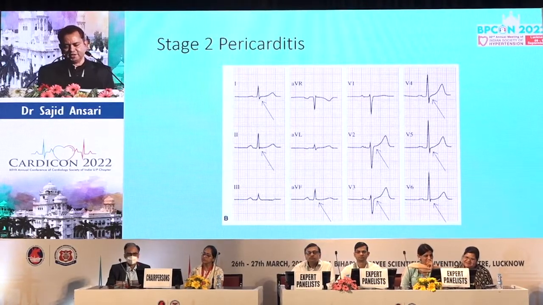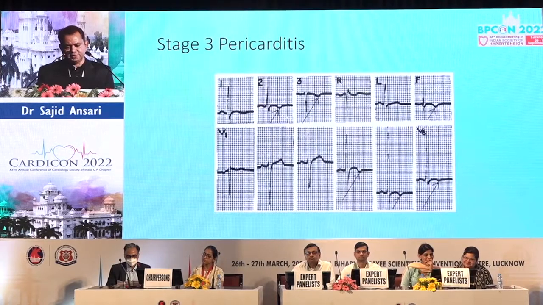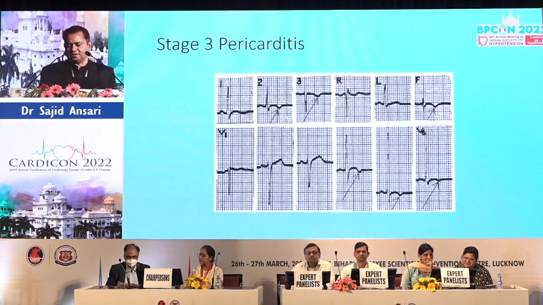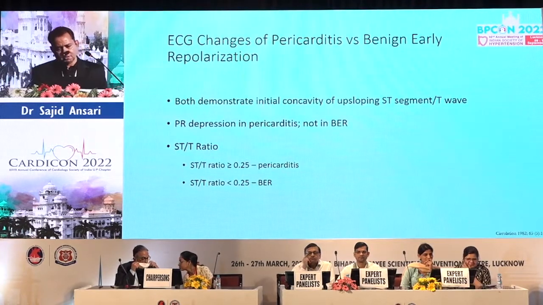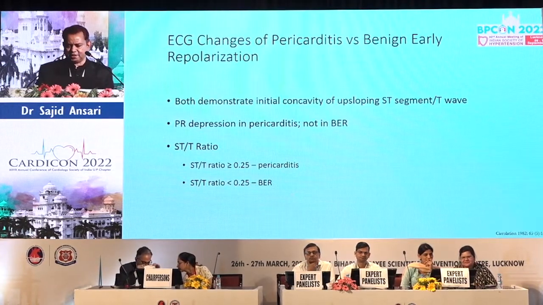Stage 2 pericarditis is isoelectric, there are no ST-T changes. Stage 3 pericarditis has T-wave inversion, diffuse T inversion in all these leads. So, ECG changes of pericarditis versus benign early repolarization need to be differentiated.